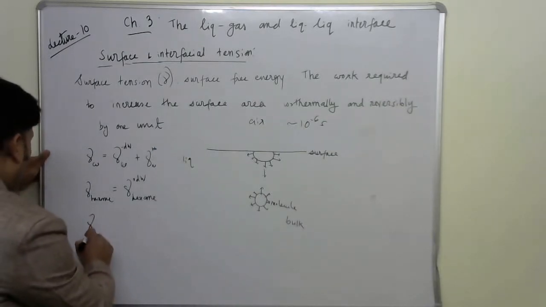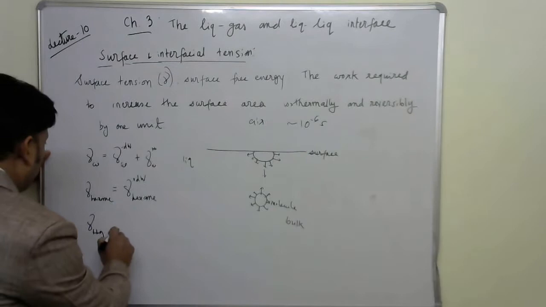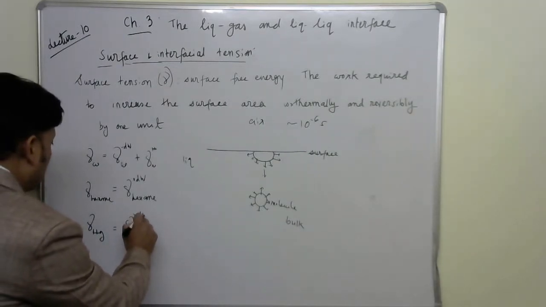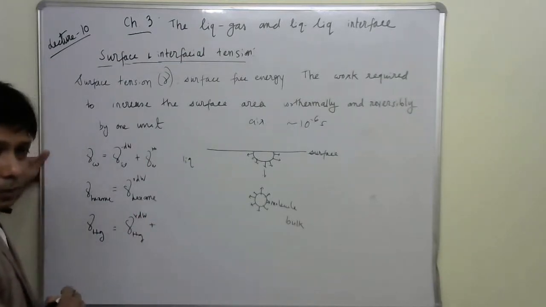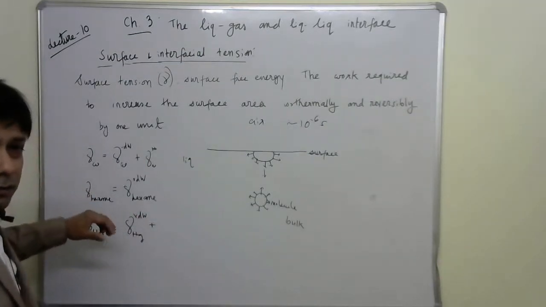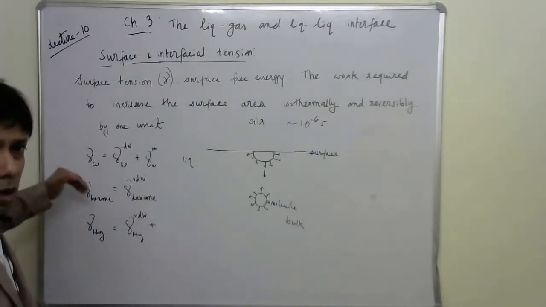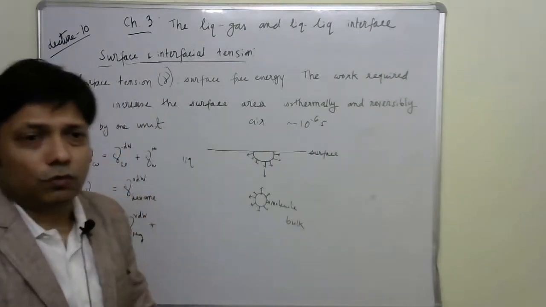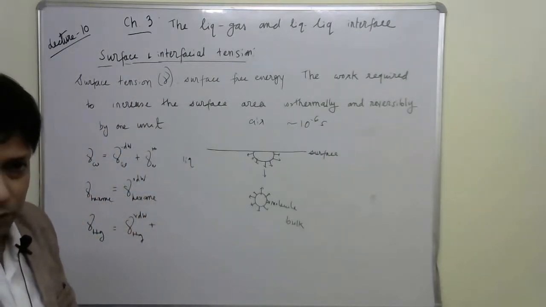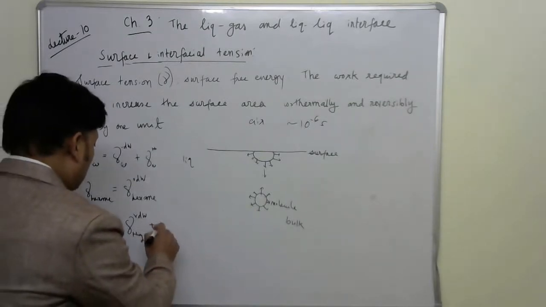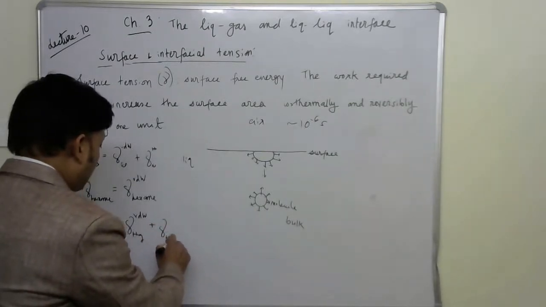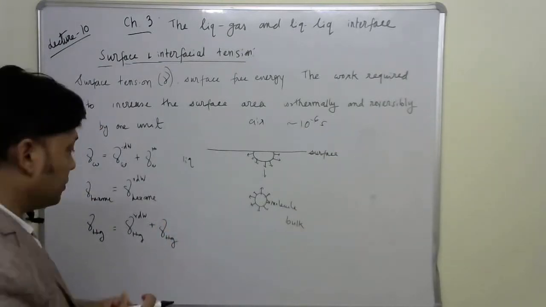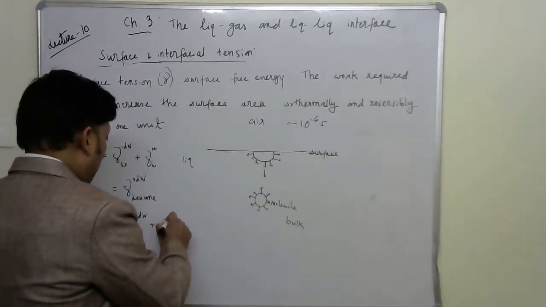Then if we talk about gamma mercury, Hg, it would obviously be gamma mercury van der Waals forces plus something more, because we all know that mercury has a very high surface tension, much higher than water and hexane. What is the origin of that huge surface energy? The reason is that mercury once again has a very special situation happening within its atoms, that is metallic bonding.